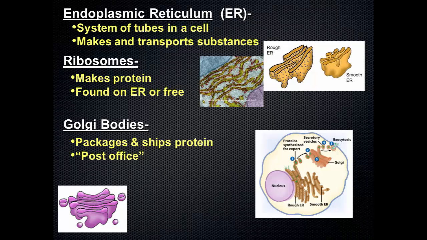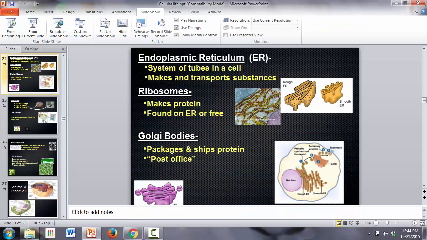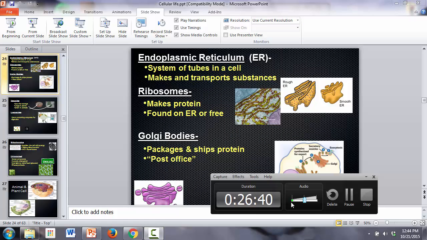This is an animal cell. This is the nucleus. This is the ER. On it, these little dots are the ribosomes. This area here is the Golgi bodies. Those are the organelles we've covered so far. Any questions about those? Okay, I want to show you a BrainPOP section here.